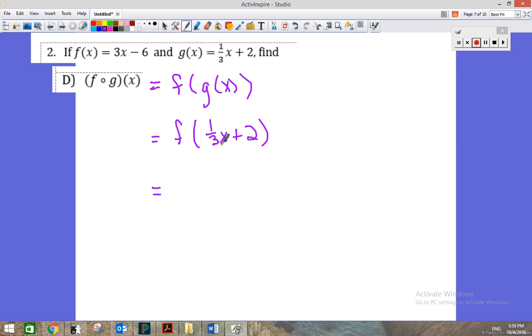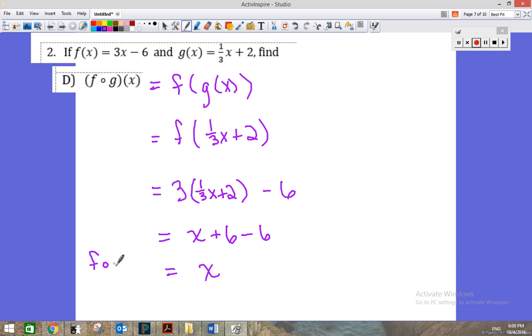What does f do to the input? F always creates a subtraction problem. No matter what we give it, it's going to multiply it by 3 and then subtract 6. This time, we're giving it 1/3 x plus 2. So if we distribute the 3, 1/3 of 3 is 1, and 1 times x is just x. 3 times 2 is positive 6. Negative 6 cancels each other, and hey, we just get x.